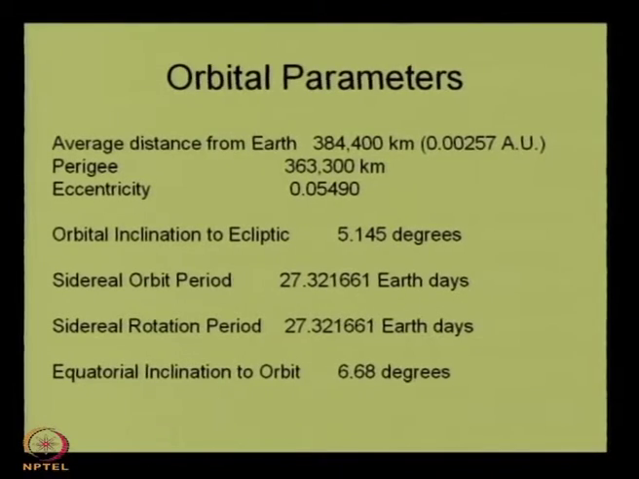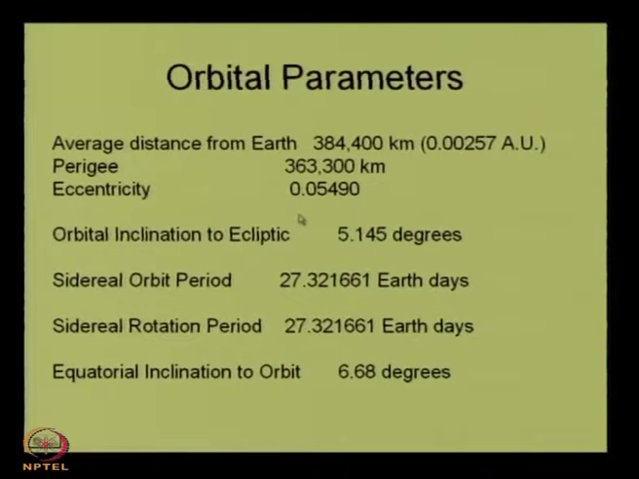Now, if you look at the orbit of the moon around the earth, the average distance from earth is 384,400 kilometers. It is a very small fraction, 1/4 of a percent of the distance between the earth and the sun. So the orbital radius of the moon is much smaller than the orbital radius of the earth around the sun, and this gives you the nearest distance of the moon from the earth.